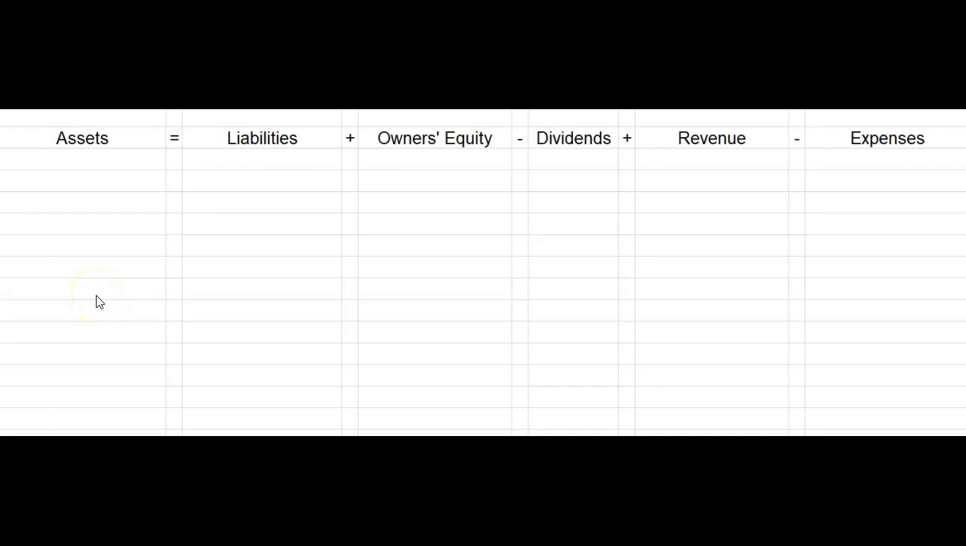Hi everybody. In this video we're going to continue discussing the accounting equation. Take a quick overview of what we talked about in the last lecture. The basic accounting equation is assets equals liabilities plus owner's equity. And equity is influenced and changed by the activities of the company.